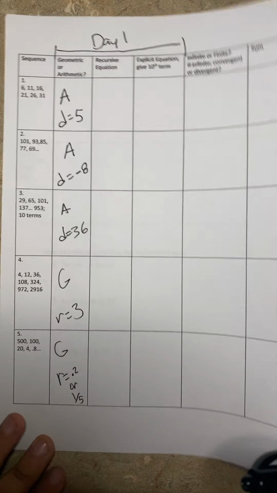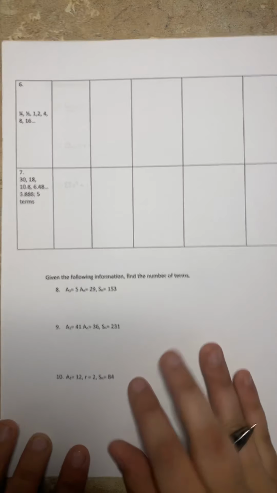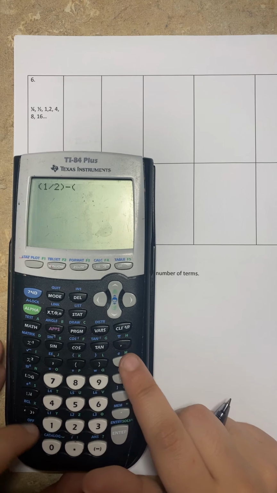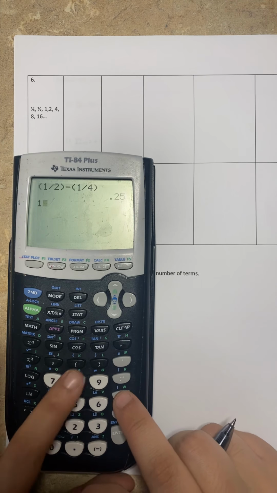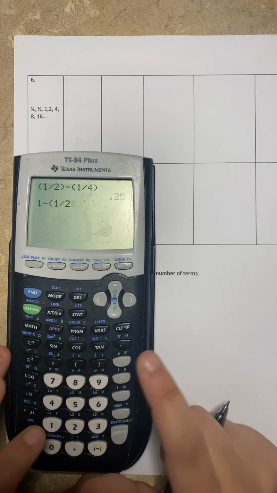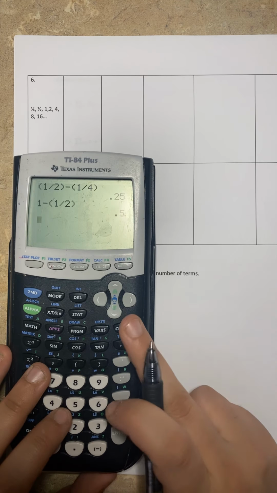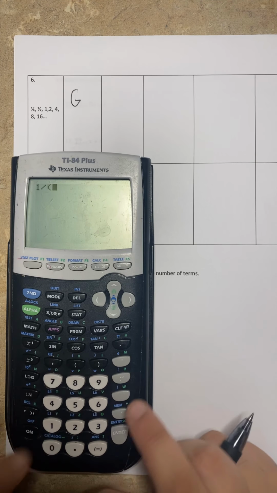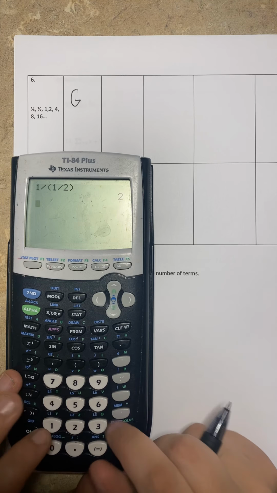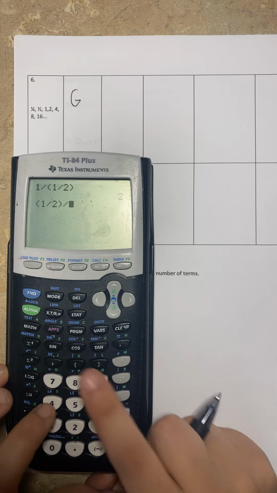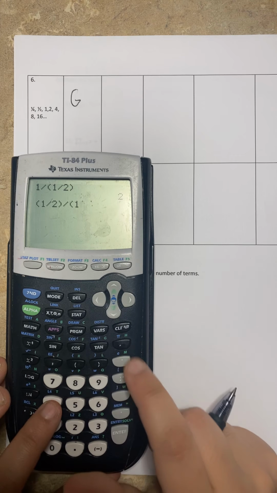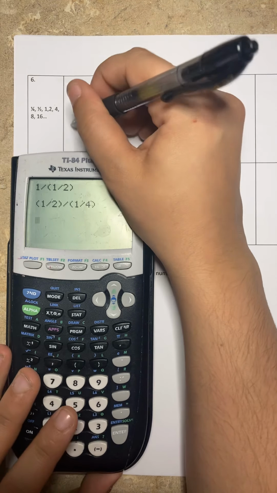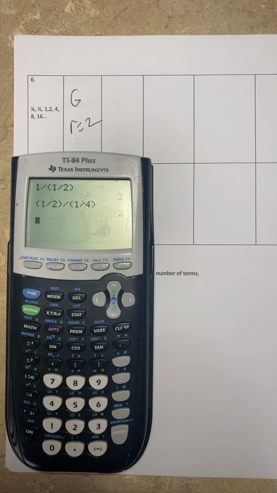And I'm just going to go to the next page because I have a couple more on that page to do. So number 6, we do 1/2 minus 1/4, and 1 minus 1/2, which is now going to give me the same number. So that means it's going to be geometric. And to find out our ratio, we do 1 divided by 1/2, and 1/2 divided by 1/4, and that gives me 2. And if I did 4 divided by 2, that's still going to give me 2. So my ratio is 2 because we're multiplying by 2 every time.